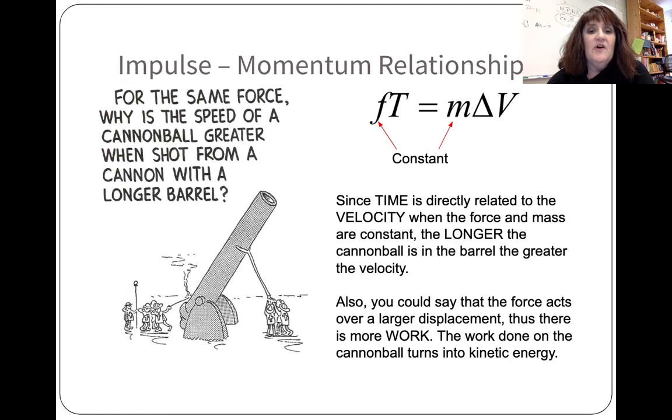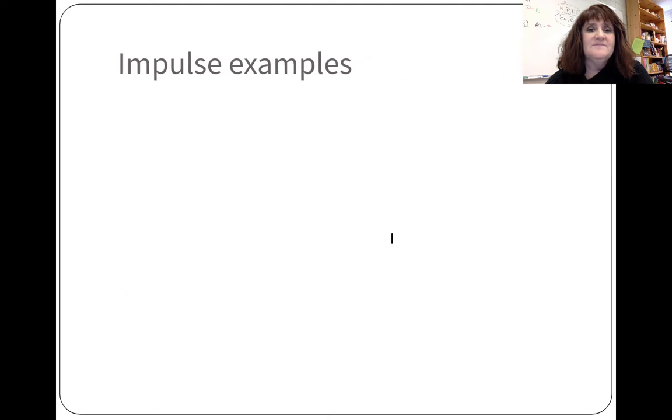Impulse-momentum relationships also tell you why rifle and cannon barrels are so long. For the same force, why is the speed of a cannonball greater when it's shot from a cannon with a long barrel? Well, since time is directly related to velocity, and force and mass are held constant because same amount of force, same amount of mass, the longer the cannonball is in the barrel, the greater the velocity. You could also say that the force acts over a longer displacement and thus is more work. And we'll get to that next unit.